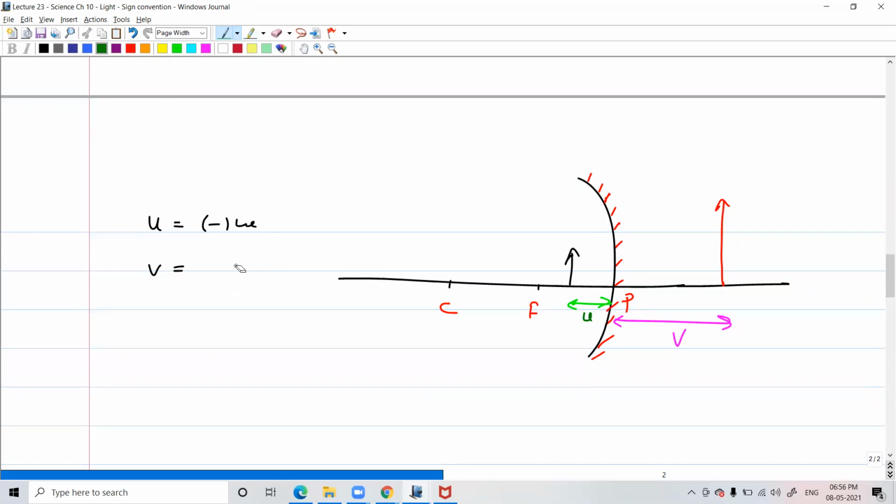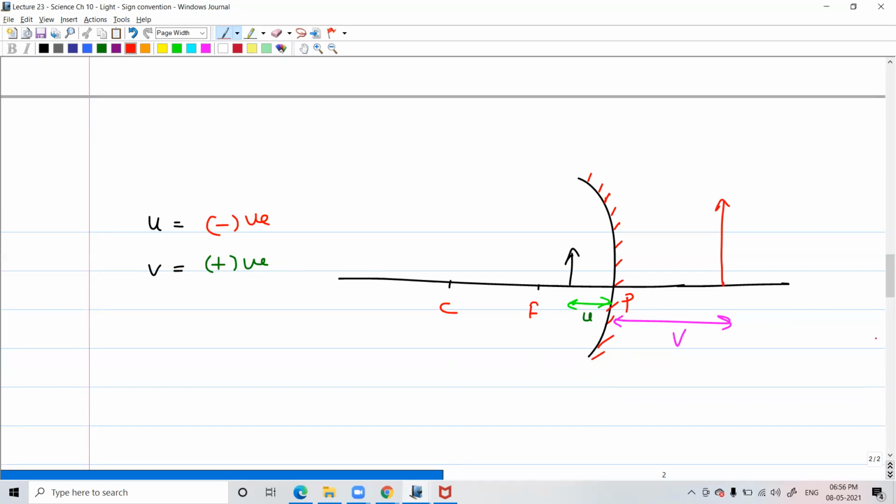Okay, guys, do you understand this? Is the sign convention clear? Yes, sir. Okay, so I have just blindly told you that U is negative, V is positive, but let's try to understand in more detail what it really means.